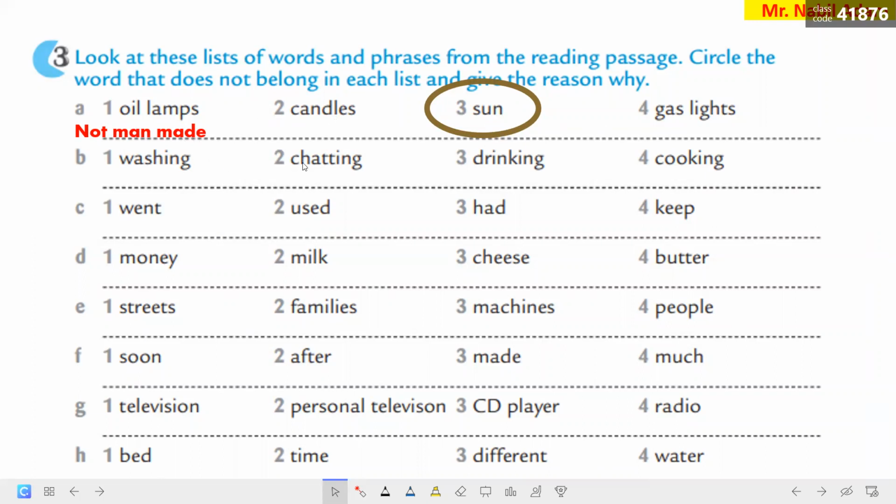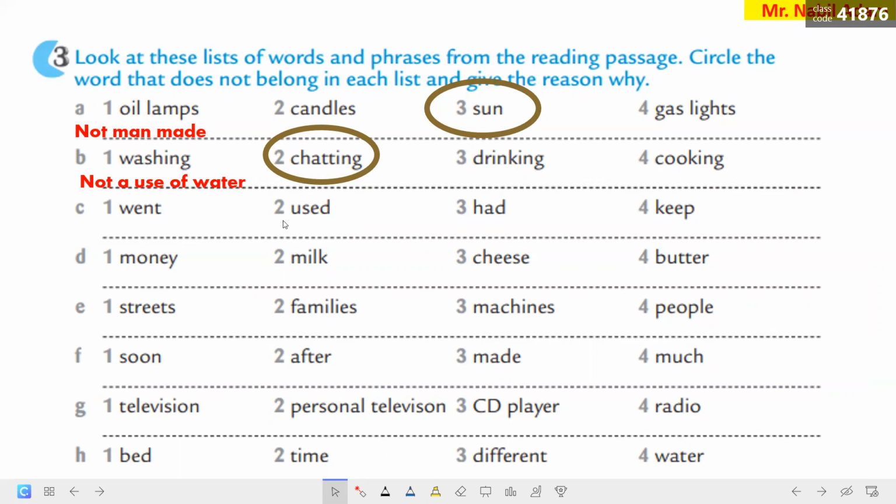Washing, chatting, drinking, cooking. Which one is different? Chatting is different. Why? Because for washing, drinking, and cooking, we use water. But for chatting, we don't use water. So washing, drinking, and cooking are similar because we use water in them.